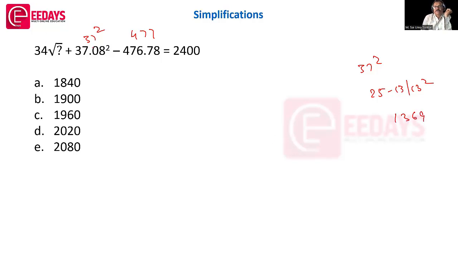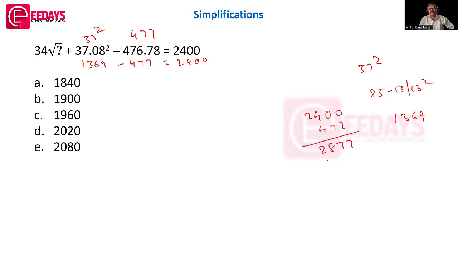This is equal to 1369. 1369 minus 477 is equal to 2400. So here we have 2400. Now add 477, so we get 2877. Subtract 1369. So approximate value, what will happen? This is equal to 80 and this is equal to 51.